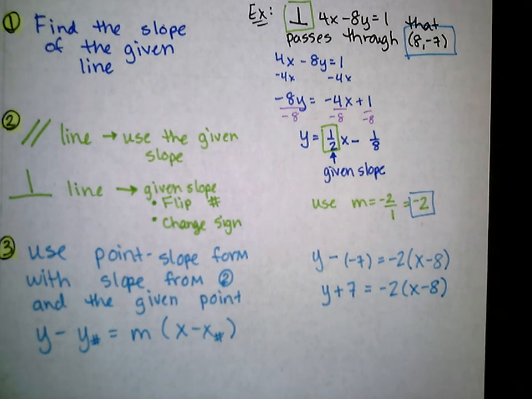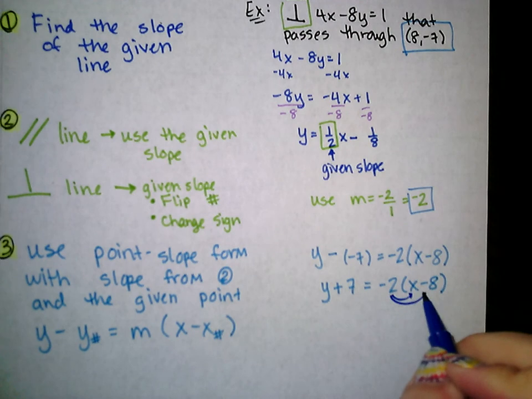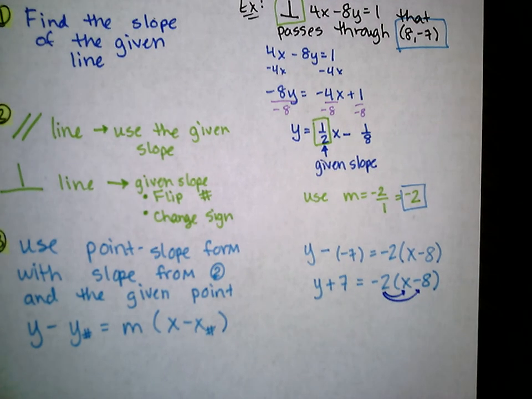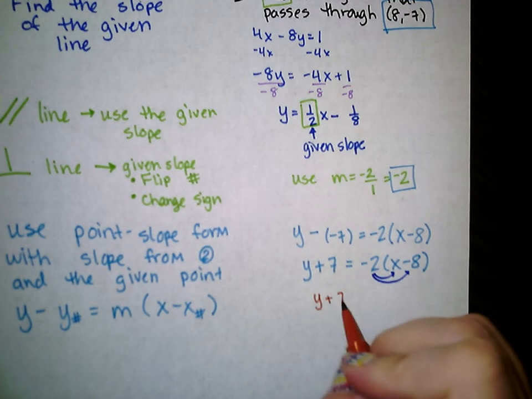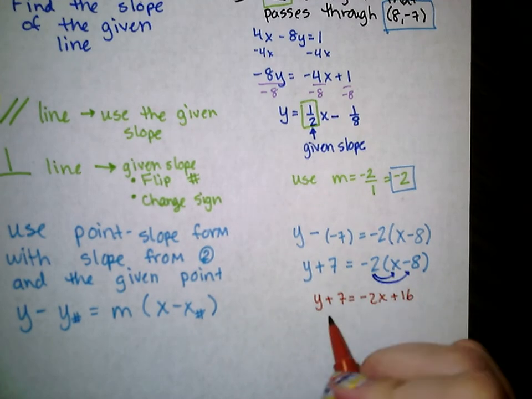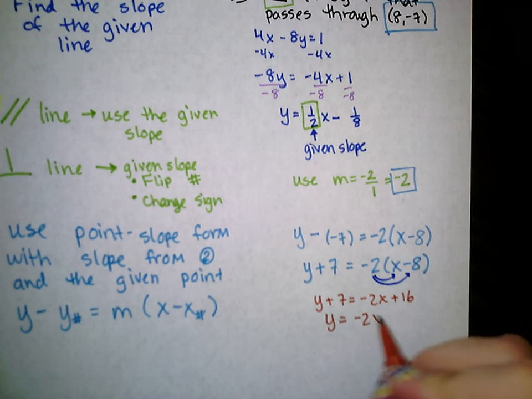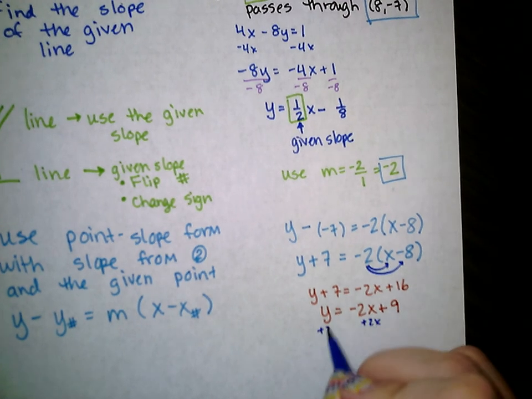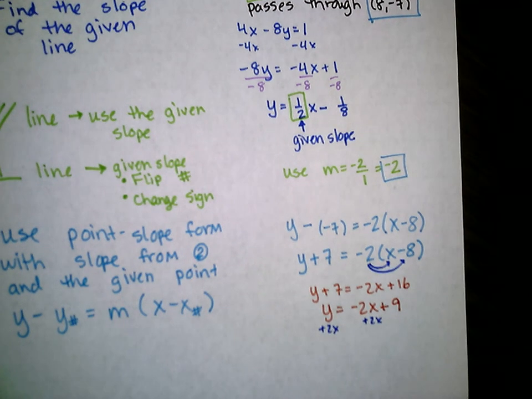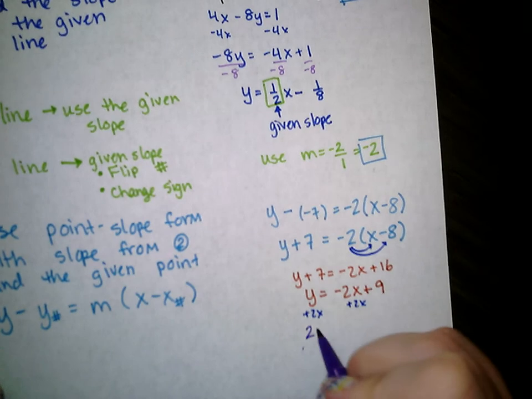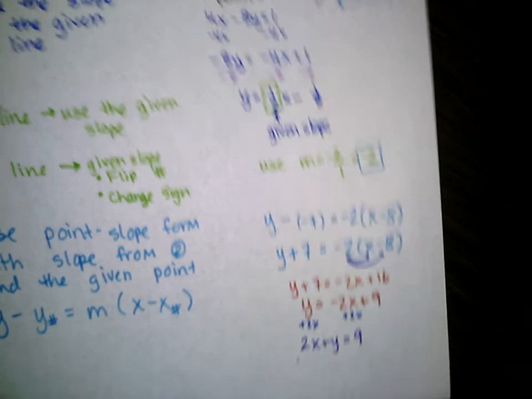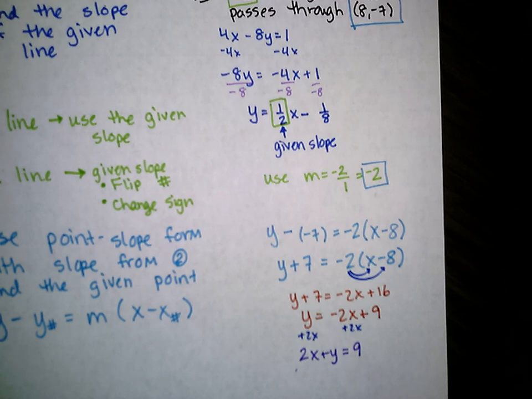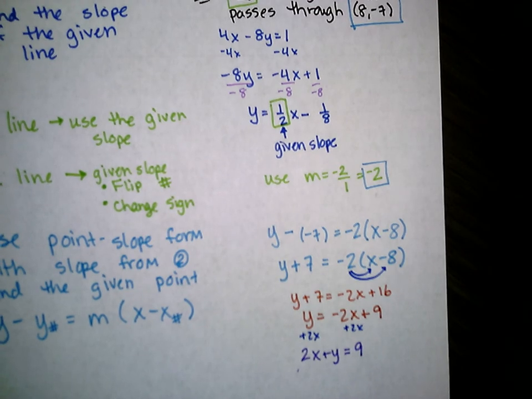If they want me to put that in slope-intercept form, then I would need to distribute my negative 2 and get y plus 7 equals negative 2x plus 16. Subtract 7 over, so y equals negative 2x plus 9. If they wanted that in general form, I would need to add my 2x back to this side, and I would be at 2x plus y equals 9. So know what they're asking you, what kind they're asking you to give, and be careful and follow your formulas.